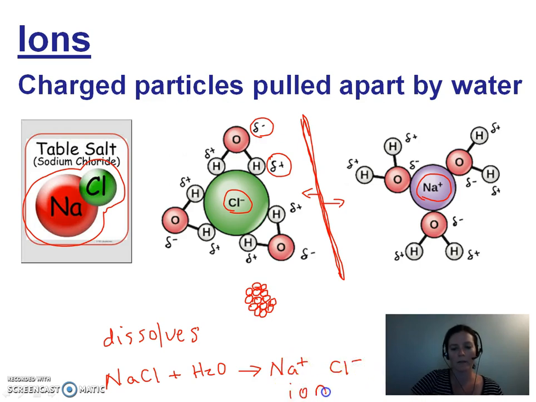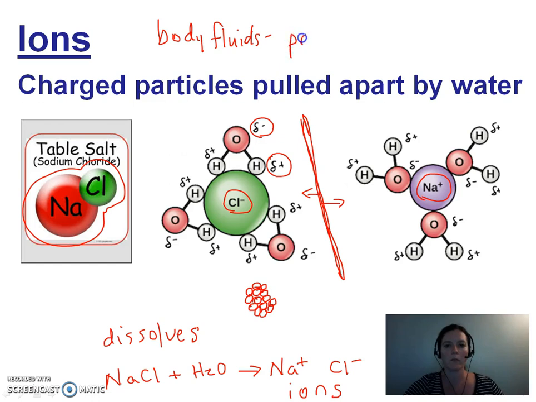These are referred to as ions. Ions are molecules or atoms that have a specific charge on them, and that always happens when these molecules get separated by water. The reason this is really important for us is that our body, particularly our body fluids, are made primarily of water. So we have lots and lots of these molecules that have been split apart by water, and that means that we end up with lots of ions, individually charged particles, floating around in our blood and in our body fluids.